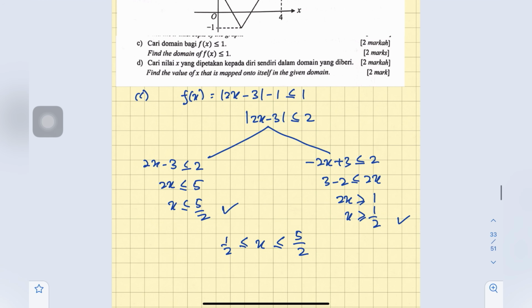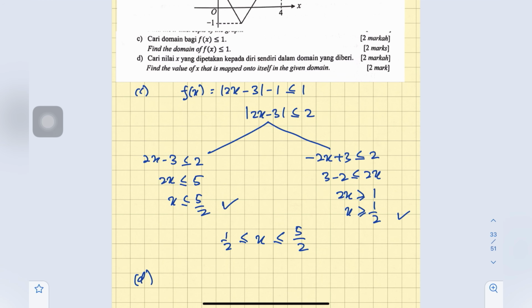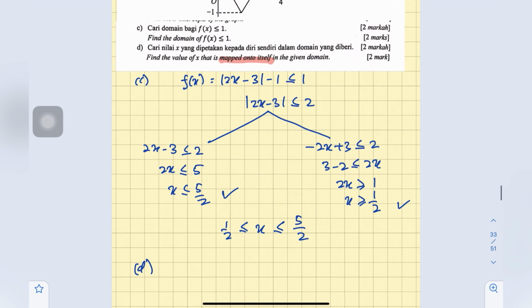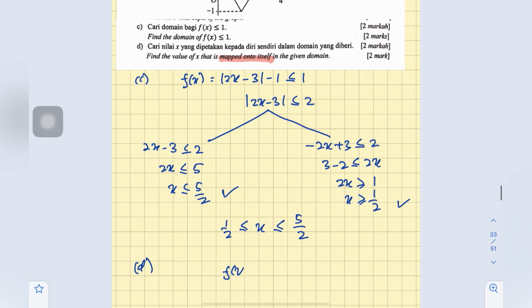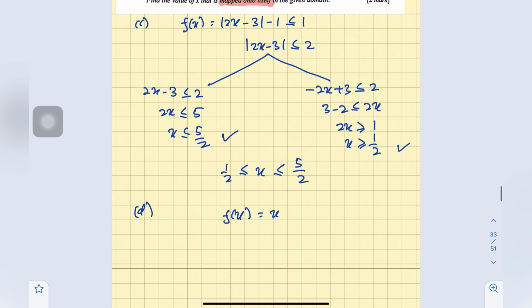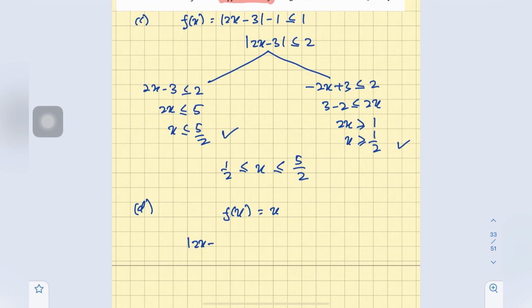Okay, D. Find the value of x that is mapped onto itself in the given domain. Okay, the thing is a map onto itself, so itself is x. So f(x) equals x. Then f(x) is modulus 2x minus 3 minus 1 equals x. So then modulus 2x minus 3 is x plus 1.